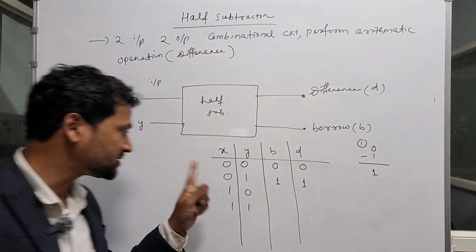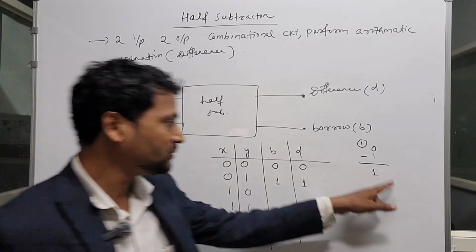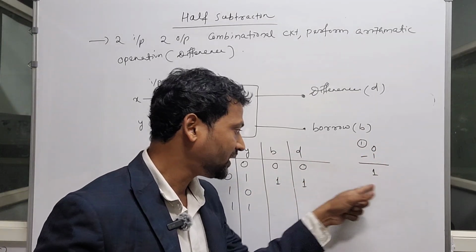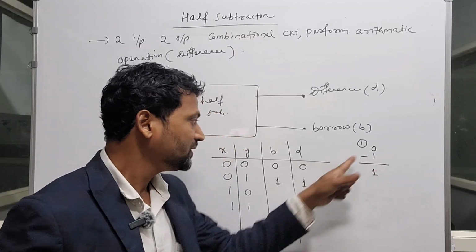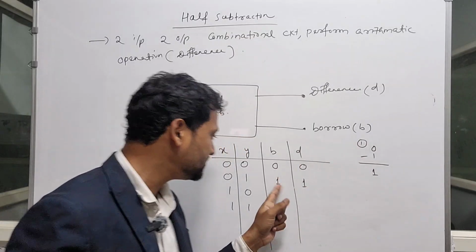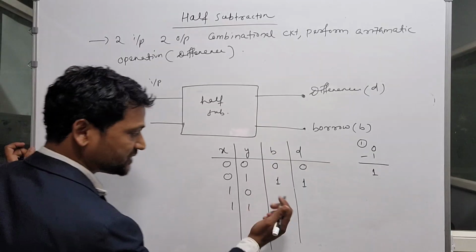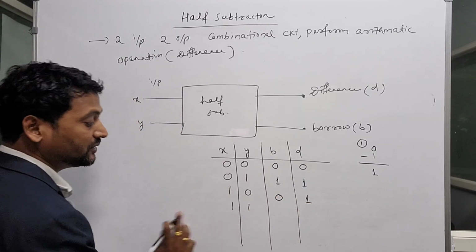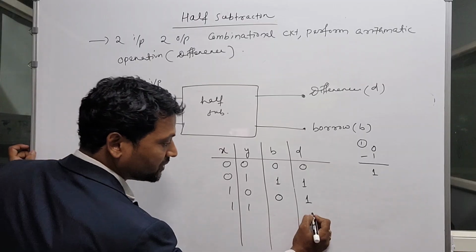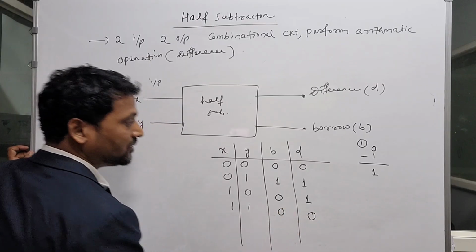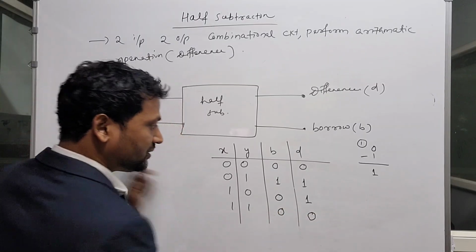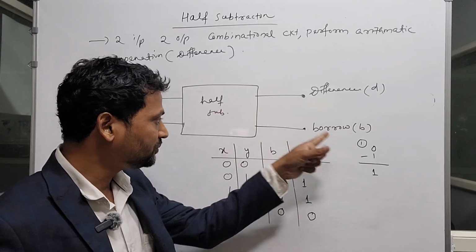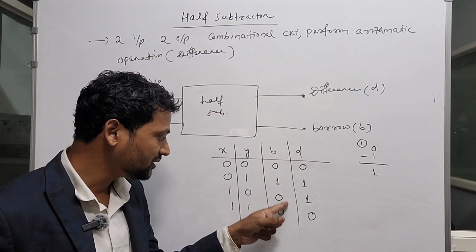Again I repeat, you cannot subtract 1 from 0. That's why we have to take one borrow. 1 0 means 2, 2 minus 1 is 1. So your final difference as output is 1. Since you have taken borrow as 1, you mention 1 here. 1 minus 0 is possible, so difference is 1 and borrow is 0, there is no borrow taken. 1 minus 1 is absolutely 0 and there is no borrow. So the output difference is 0 1 1 0, and the other output, borrow, is 0 1 0 0.